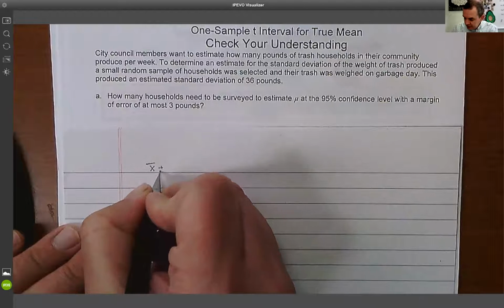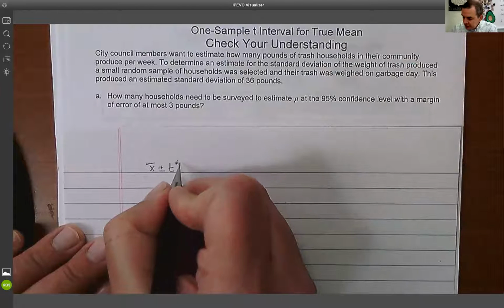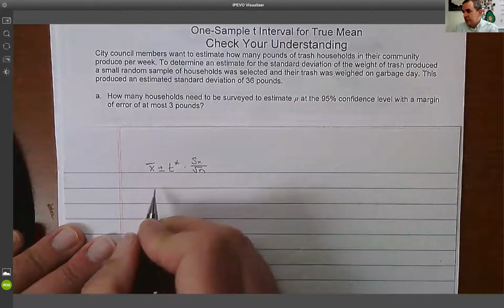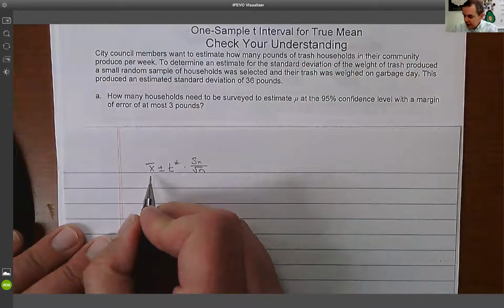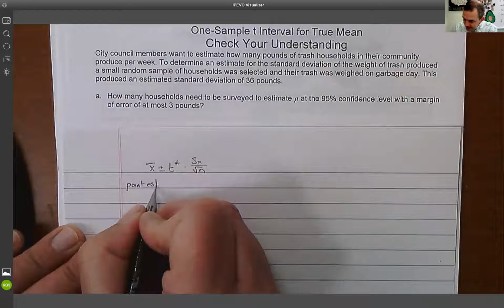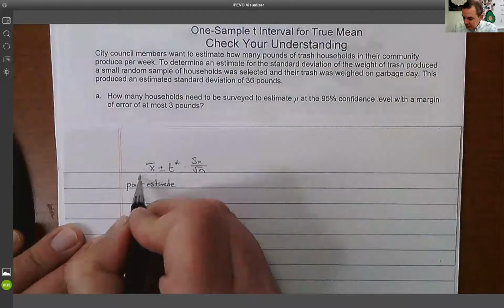So what it's going to be is x bar plus or minus t star times s_x over the square root of n. So let's go through what each piece means. This first piece, x bar, is my point estimate. It's my best guess. It's the mean I get from the sample. So basically, that's my point estimate right there.